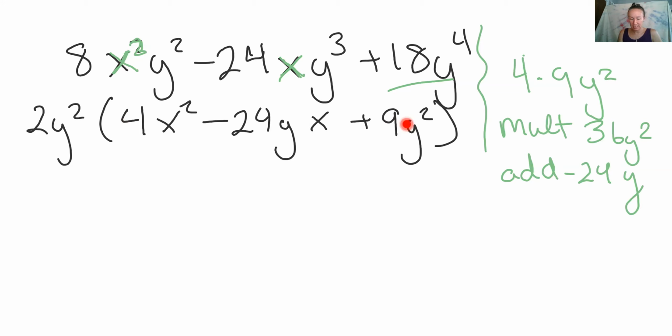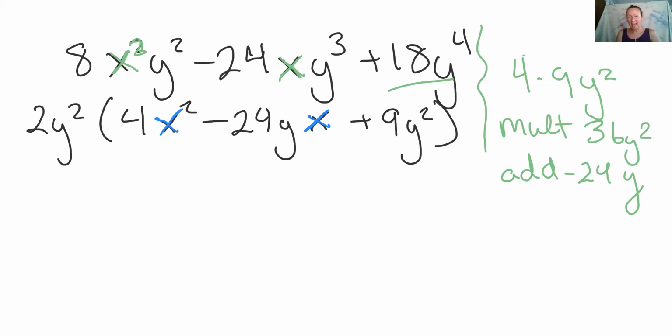And keep in mind, guys, that the x's we're treating as our variables, but the y's we're treating as coefficients. So that's why we need to multiply to a 36y squared, because that's 4 times 9y squared. And we want to add to a negative 24y, because that's the coefficient on our x term. So how can we do that?